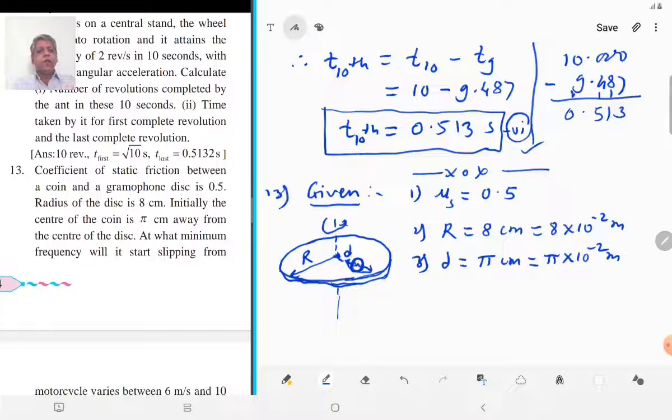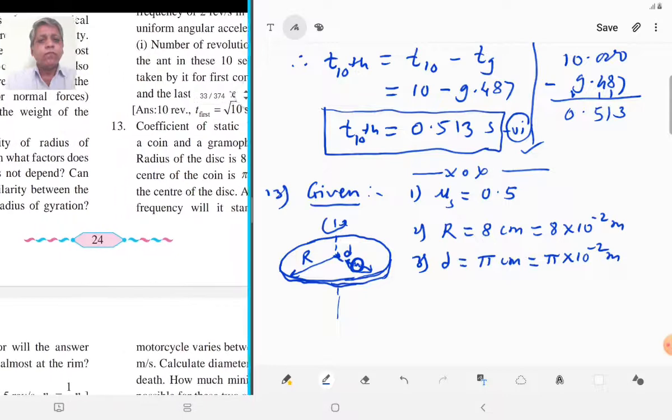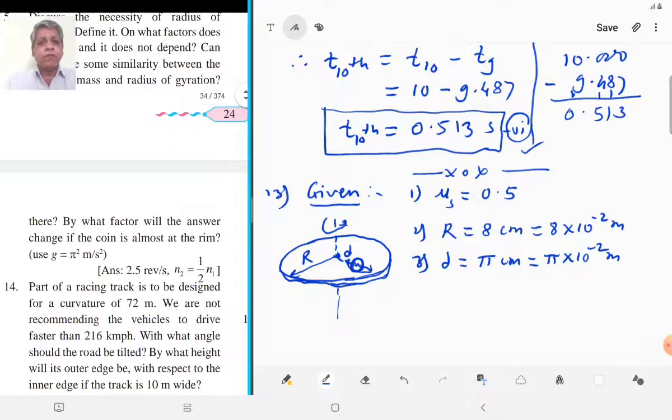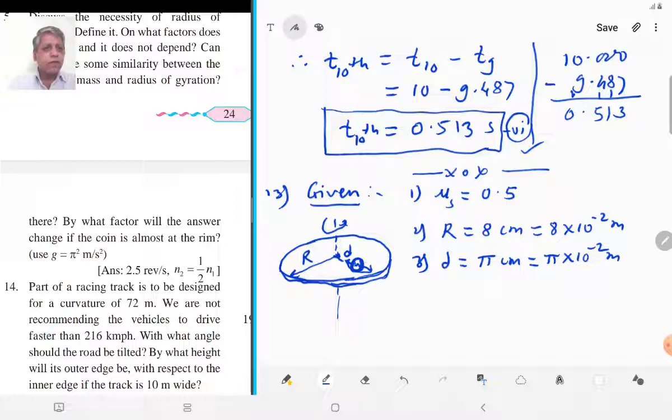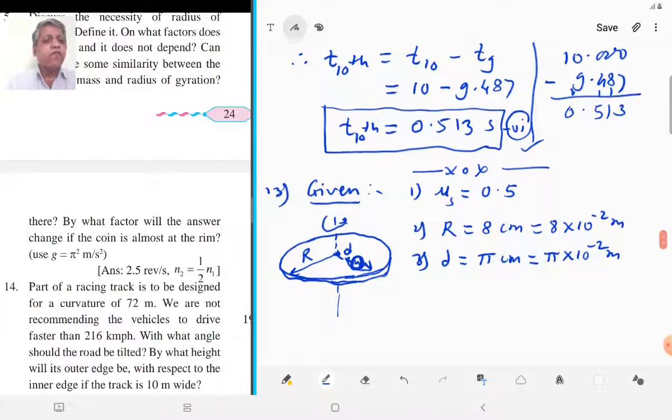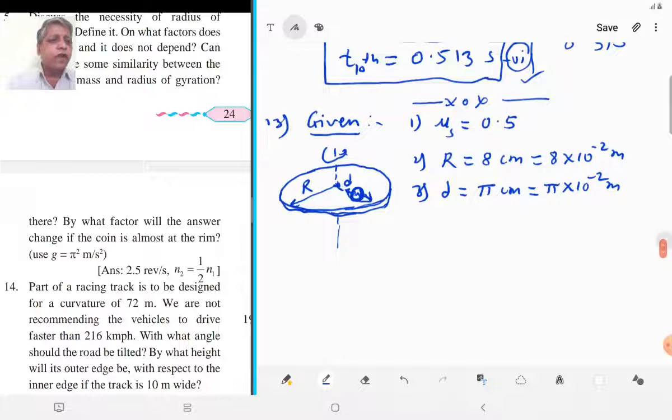In the next sentence, at what minimum frequency will it start slipping from there? That means if the disc is rotated, at what speed, at what angular frequency will this coin just start to slip. That frequency is to be found out.